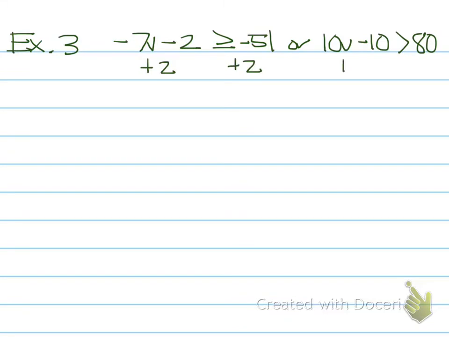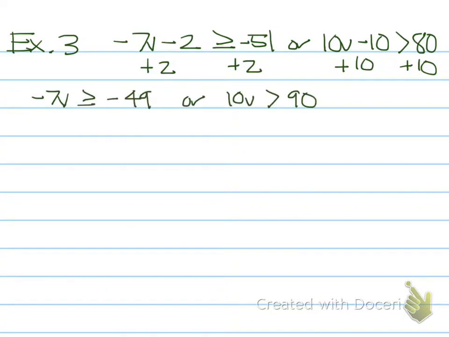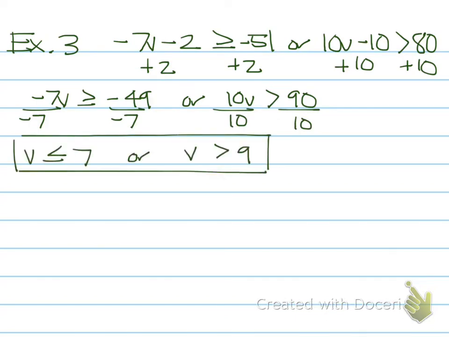All right, solving the next compound inequality, which is an "or" compound inequality. To solve the left inequality, we add 2 to both sides. To solve the right inequality, we add 10 to both sides. Next step, we're going to divide both sides by -7 on the left inequality, and then divide both sides by 10 on the right inequality. When we divide both sides by -7, it's going to change the direction of the inequality. So we get v is less than or equal to 7, or v is greater than 9.